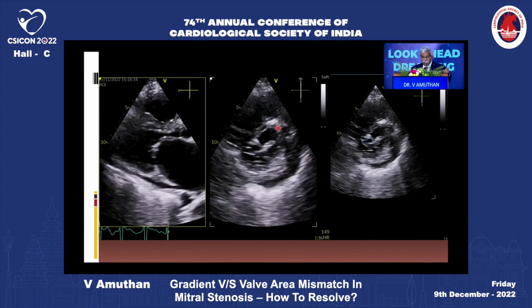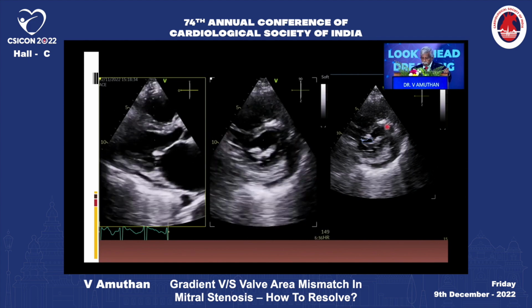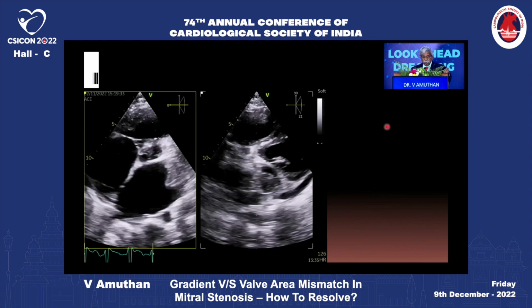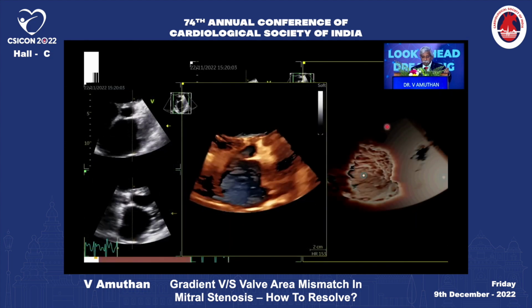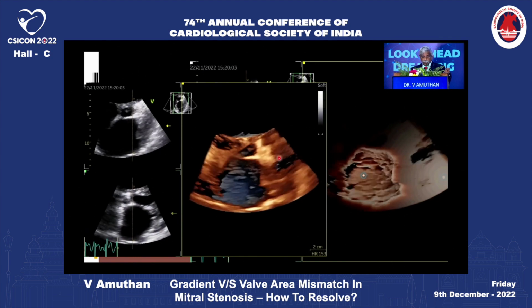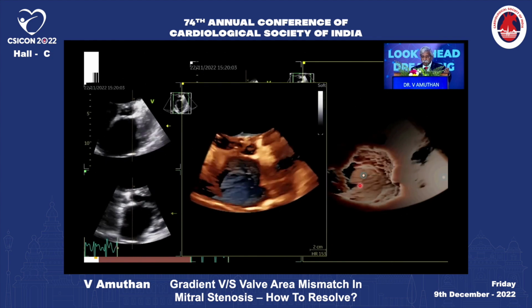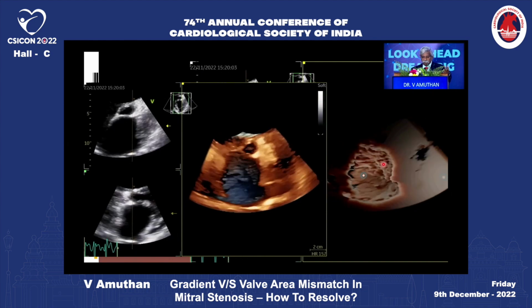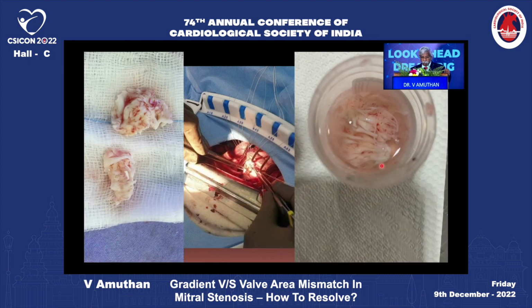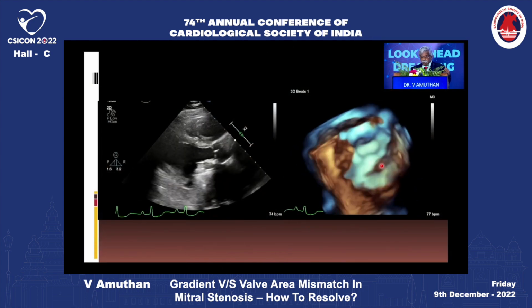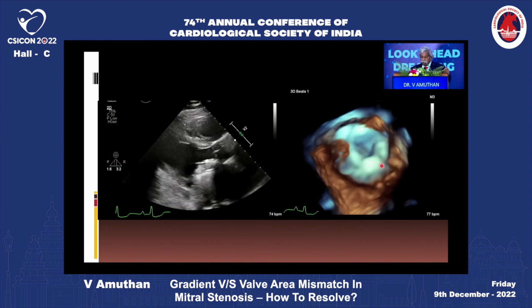So the ideal way here is to calculate the planimetry and do the calculations. And this is the clot you see here. The clot has extended. And when you look into the left atrium, you see even on the left atrial wall, there is clot debris. So the patient underwent, I suppose the surgeon was supposed to take him for mitral valve repair, but ultimately he had valve replacement. This is the final. A prosthetic bileaflet valve was placed.